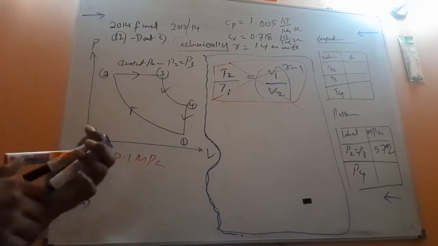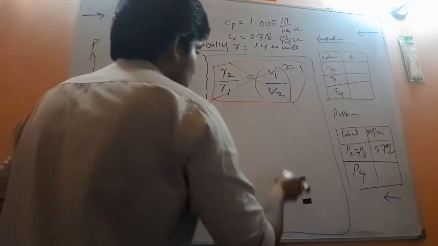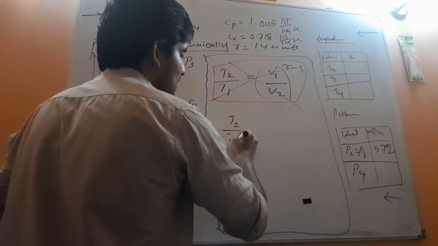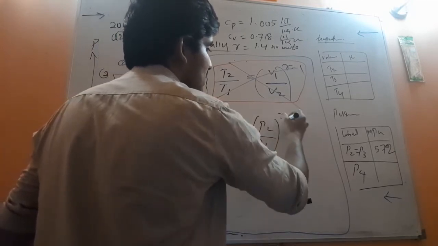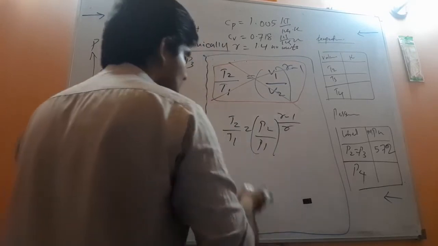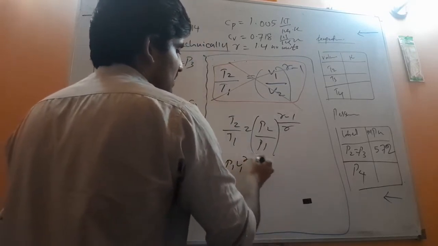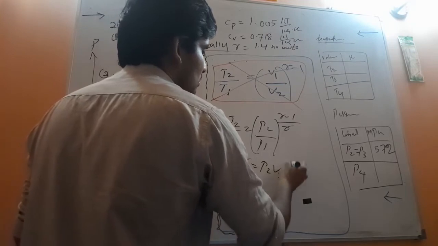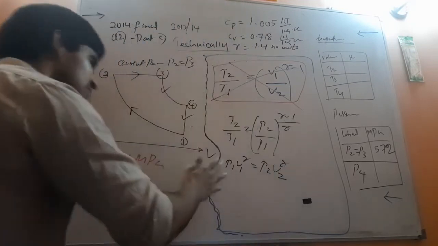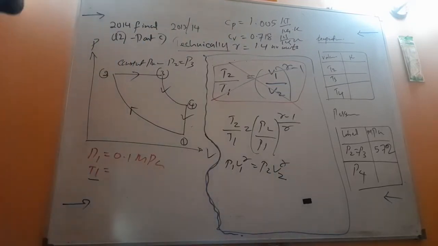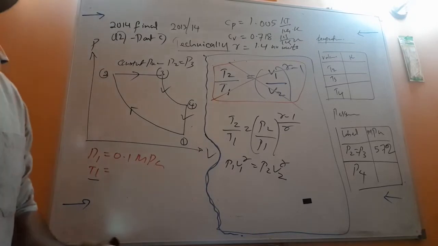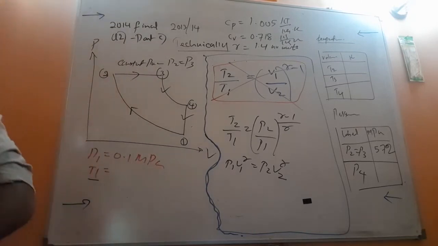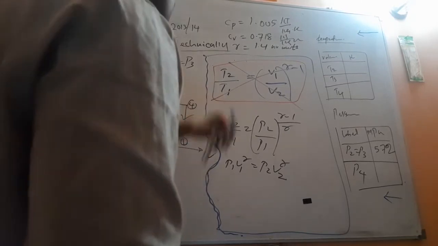I remember only 2 equations: T2 divided by T1 equals (P2 divided by P1) to the power (gamma minus 1) over gamma, and P1 V1 to the power gamma equals P2 V2 to the power gamma. So that is the equation that I can remember. If I want to obtain the other equation, I have to do the substitution and find it, right? But doesn't matter, I will teach you that also.